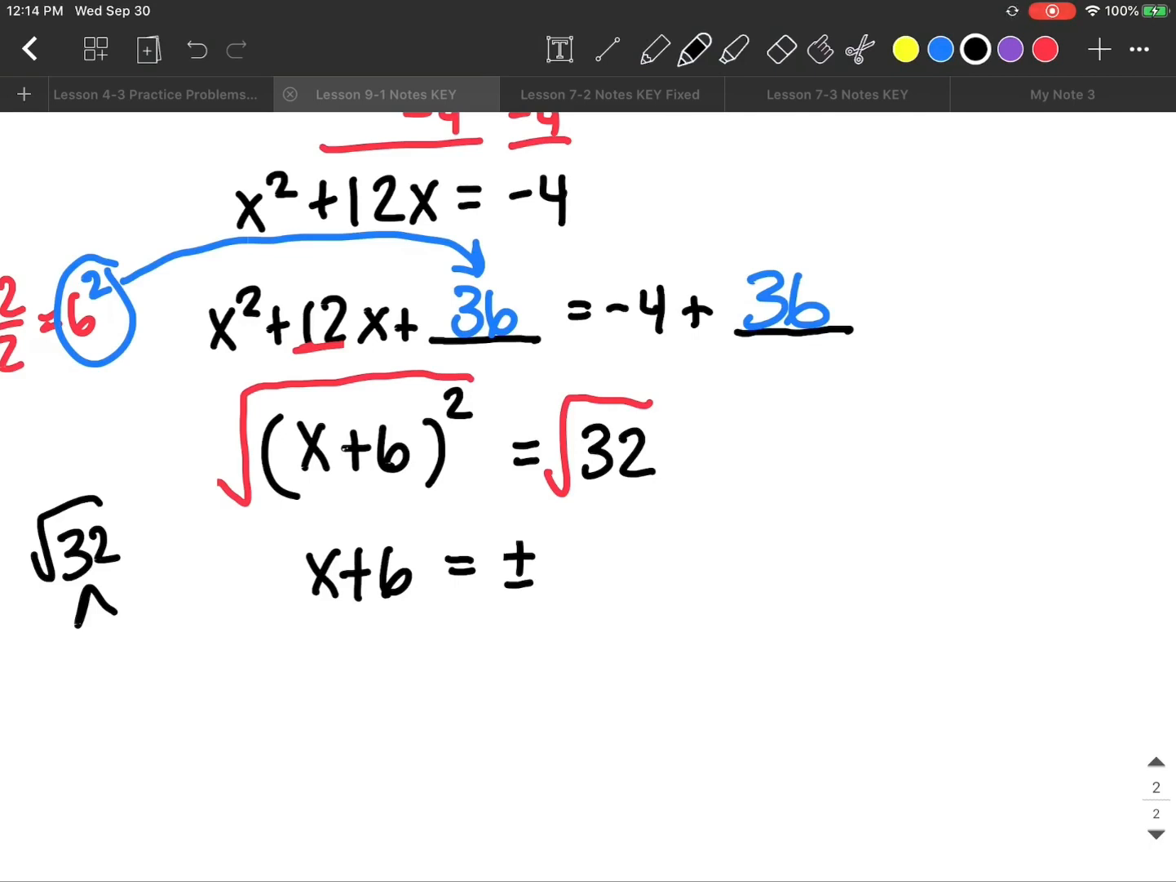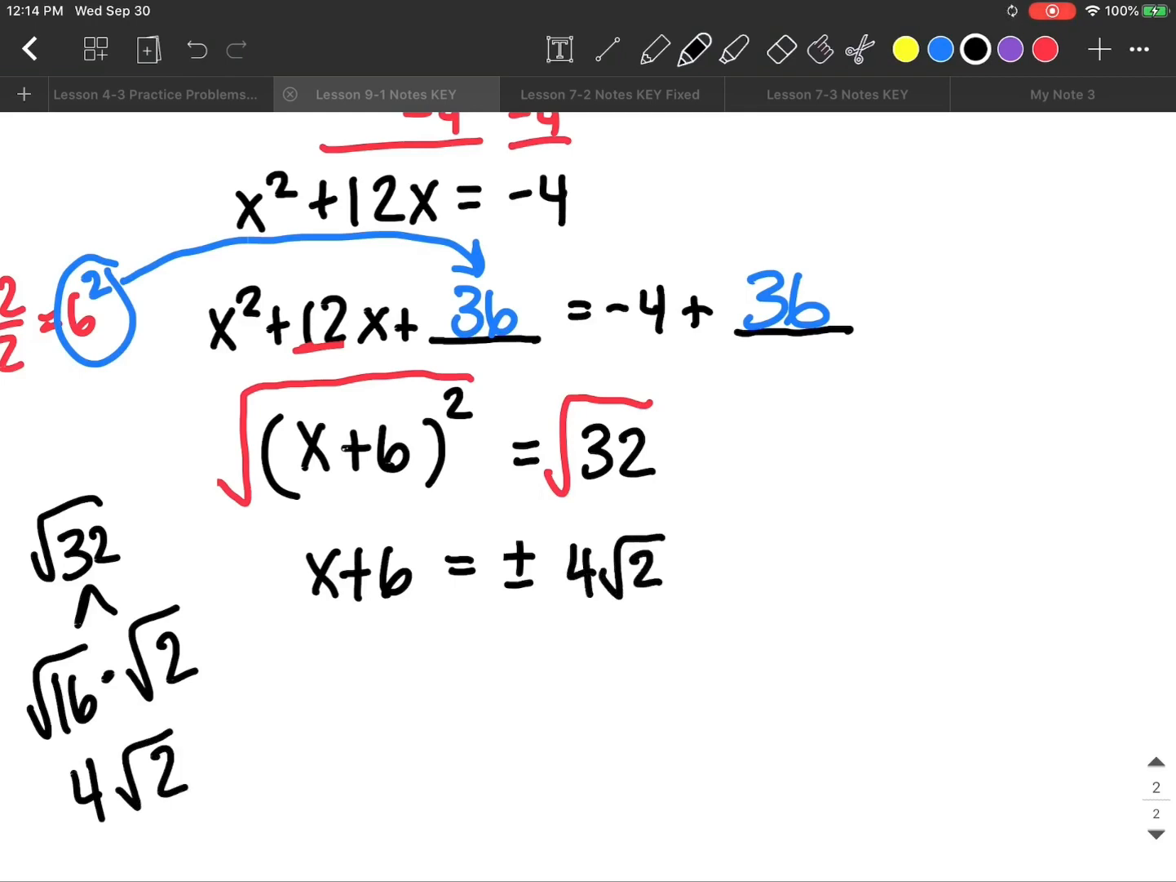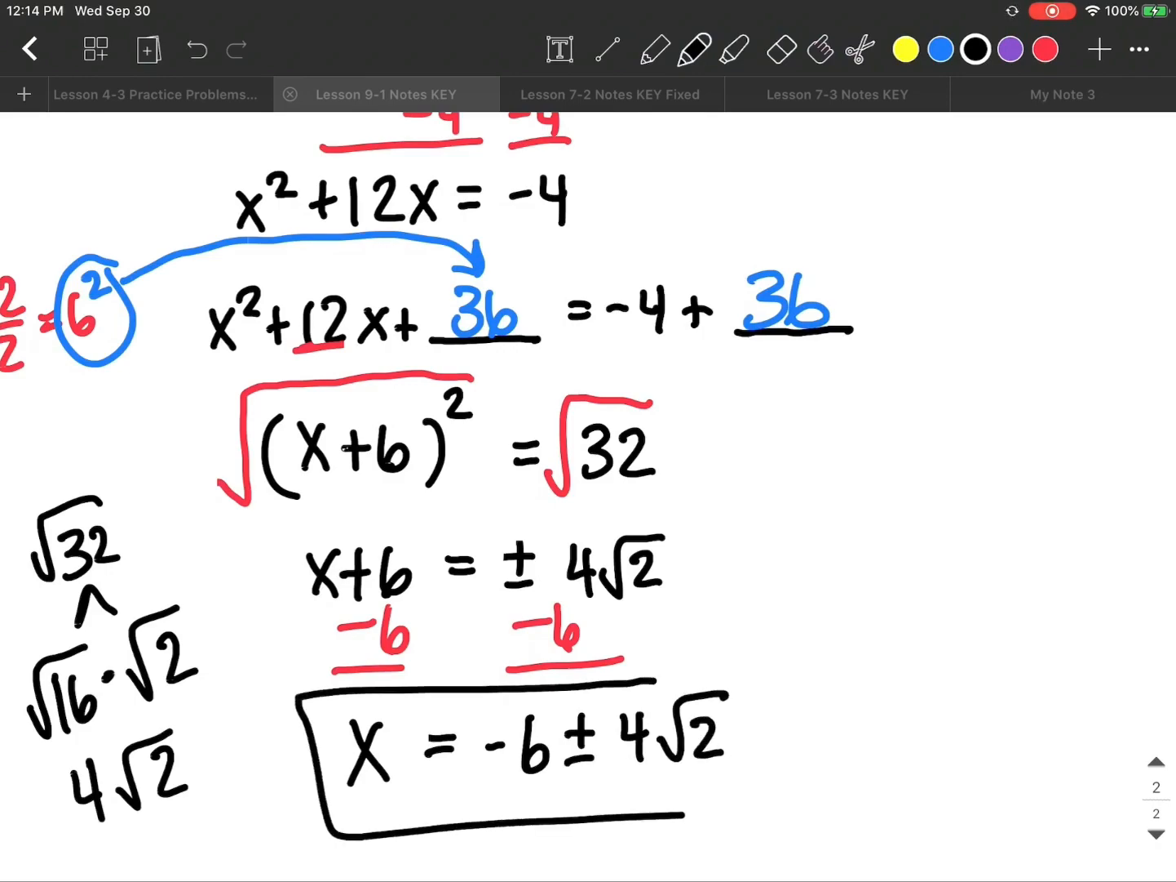So the square root of 32 simplifies to the square root of 16 times the square root of 2. I want to take out the biggest perfect square, because I know that the square root of 16 I can rewrite as 4. So I have 4 times the square root of 2, which is 4 square roots of 2, and that's the simplest I can make it. Then I'm going to subtract 6 on both sides to get x by itself, and it gives me x is equal to negative 6 plus or minus 4 times the square root of 2, and that's my answer.